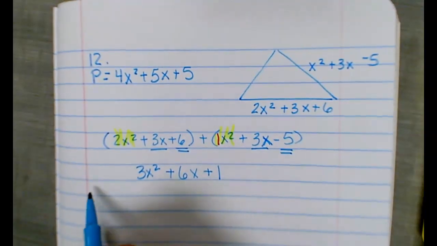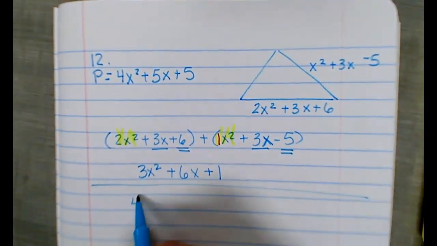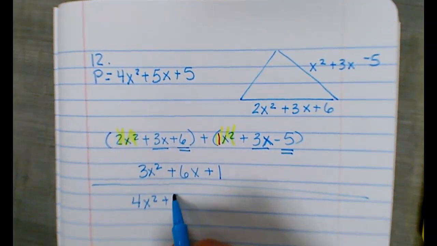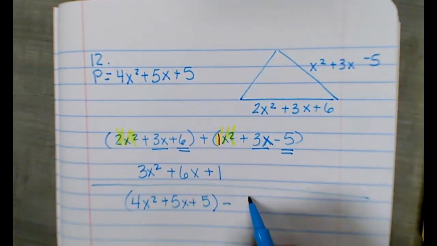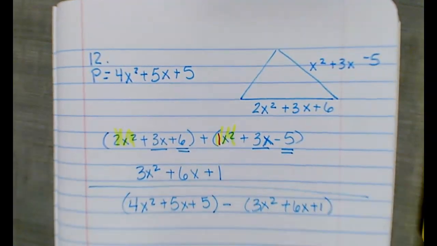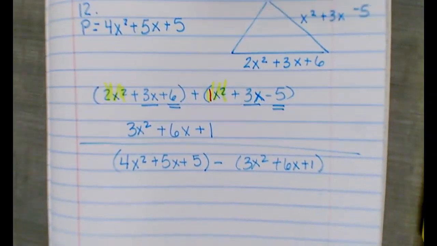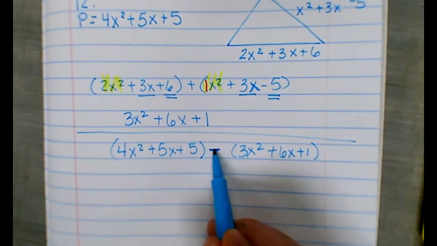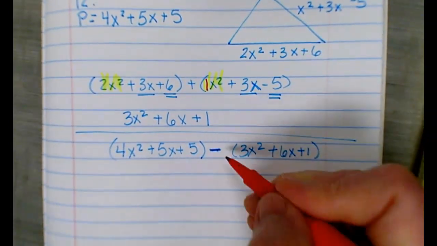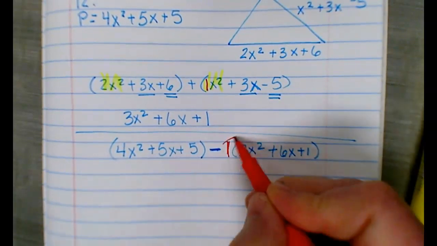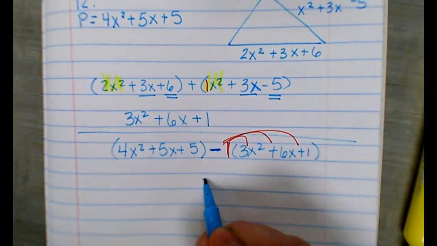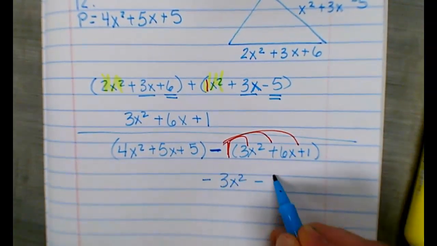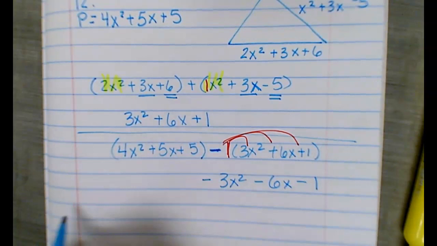To find the missing side, I'm going to take the total and subtract the two sides added together. To subtract, you distribute a negative 1. So that's going to be minus 3x squared minus 6x minus 1.